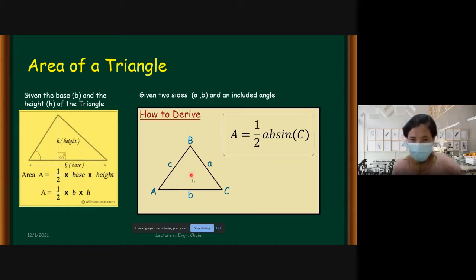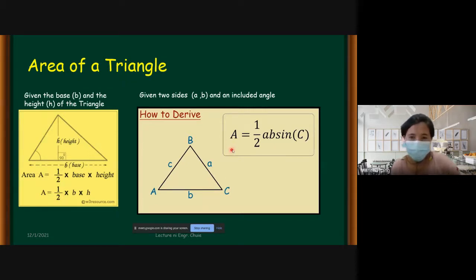You just employ the law of sines and cosines, then you make the line here, then you can identify the base and the height. But to make it easier to solve, we have another formula. This is derived from this formula also. If you are given the sides and one of the included angles, let's say we have included angle C, or included angle B, or an included angle A, you can use this formula.